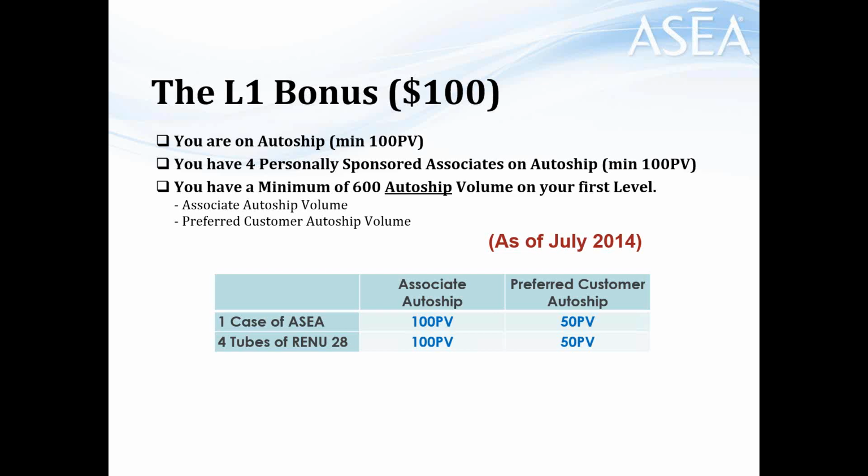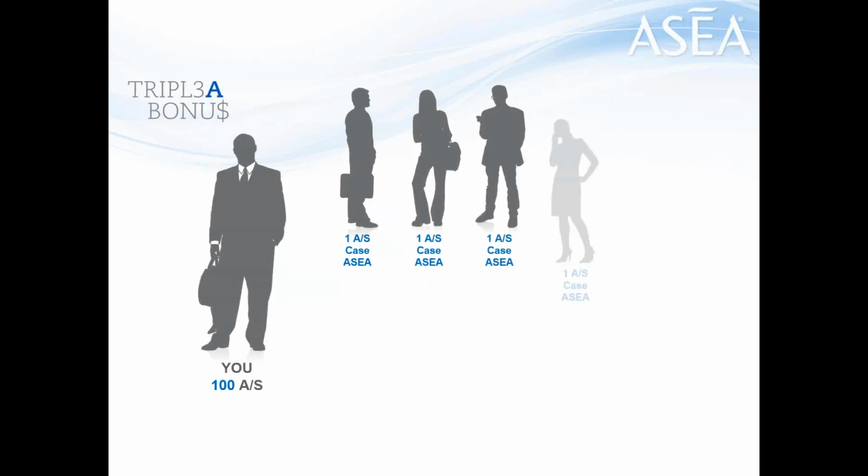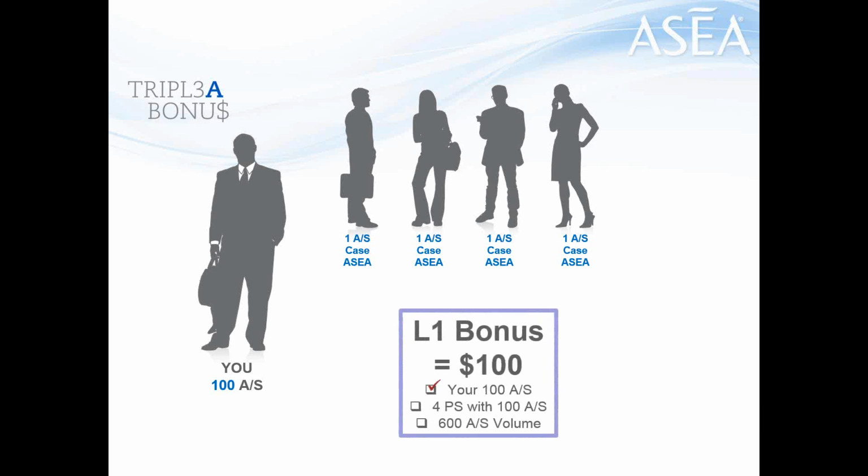And because of that, it has to reduce the PV down to just 50. All right, so this is you. You're on your 100 auto ship. And if you have 4 associates and they're just on their 100 auto ship, then you would have met, first off, your 100 auto, your 4 personal associates you personally enrolled with at least 100 auto ship requirement.